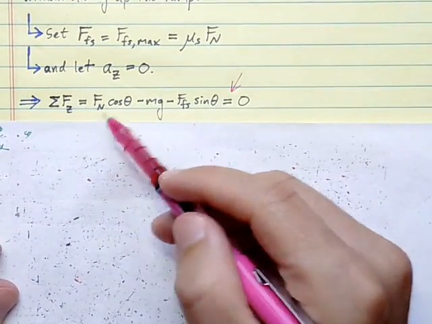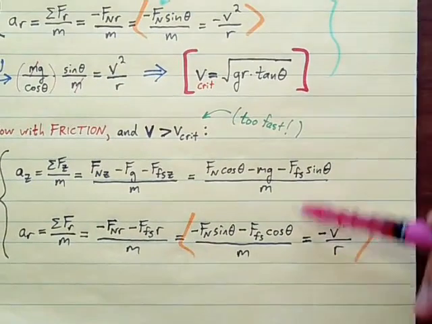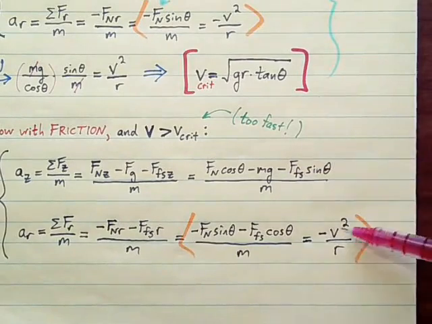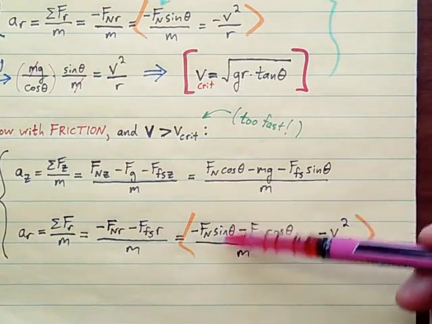I want to solve for the normal force because between these two equations, we're going to have two unknowns. We want to solve for that speed here, find the max speed, but the normal force appears in both equations, and we want to get rid of the normal force.